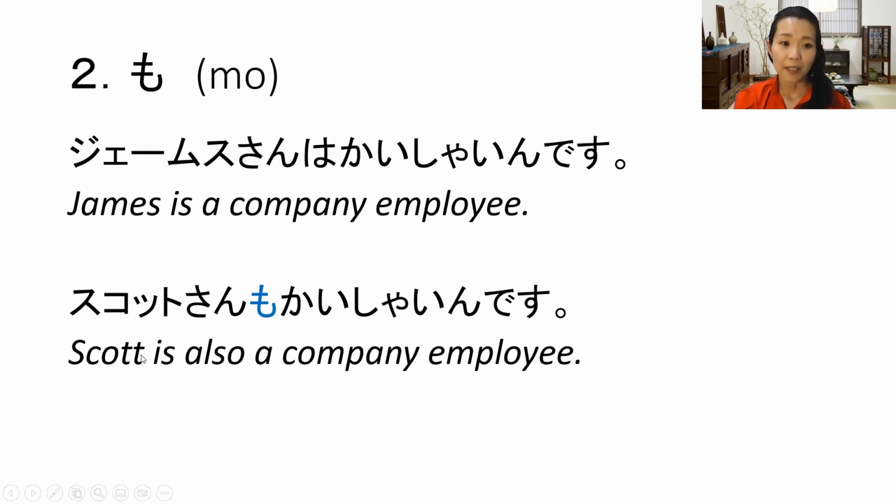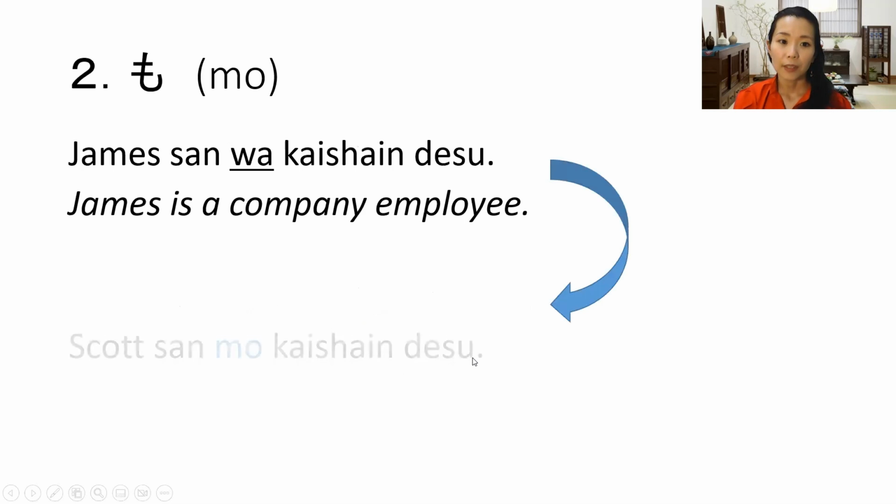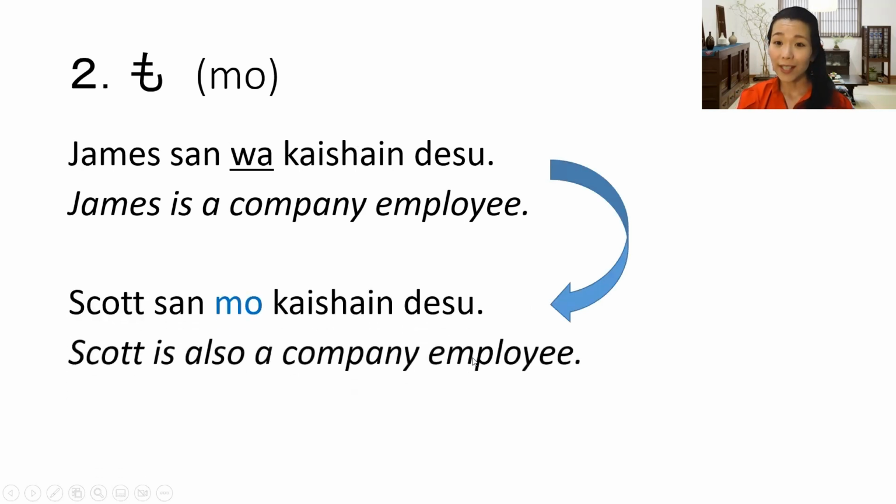Let's practice pronunciation. Repeat after me. ジェームスさんは会社員です。スコットさんも会社員です。In English there is "a" or "an", but in Japanese we don't have a direct translation. It's just direct. We use 会社員 here. This is for those who cannot read hiragana yet. You can read it.